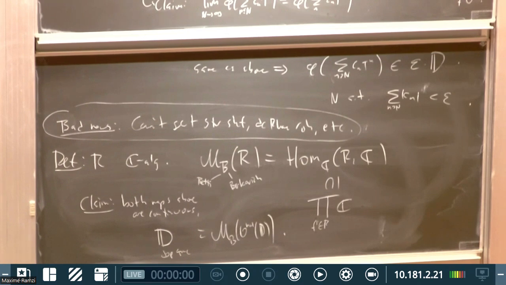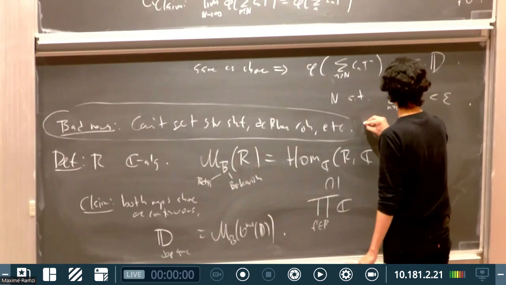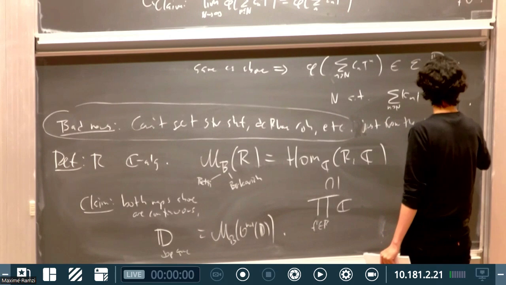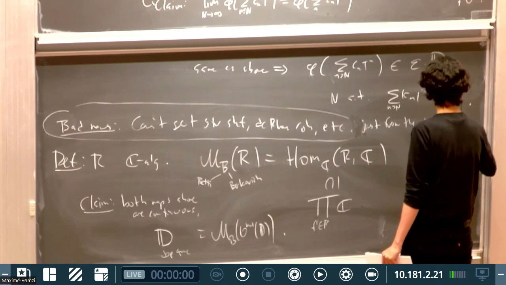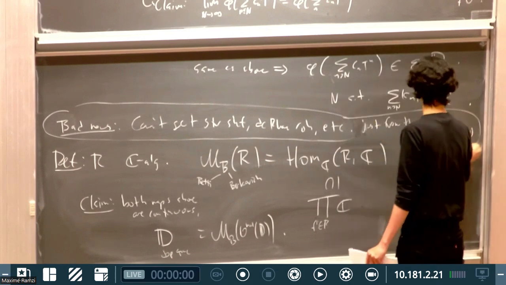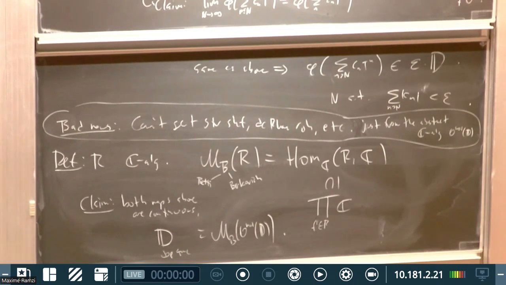So that was more good news, but then there's the bad news, which is that you can't get the structure sheaf and de Rham cohomology, et cetera, just from the abstract C algebra of holomorphic functions on D. Okay.